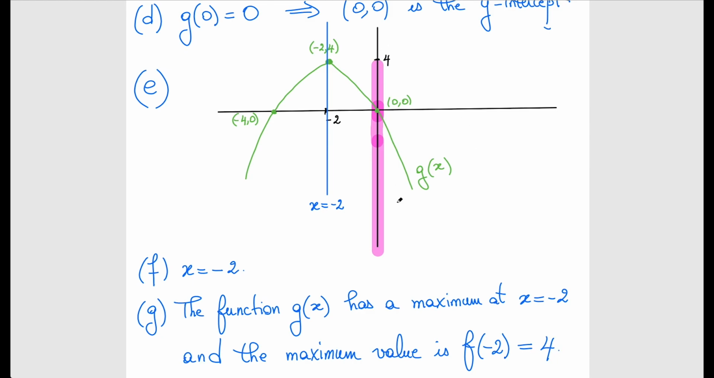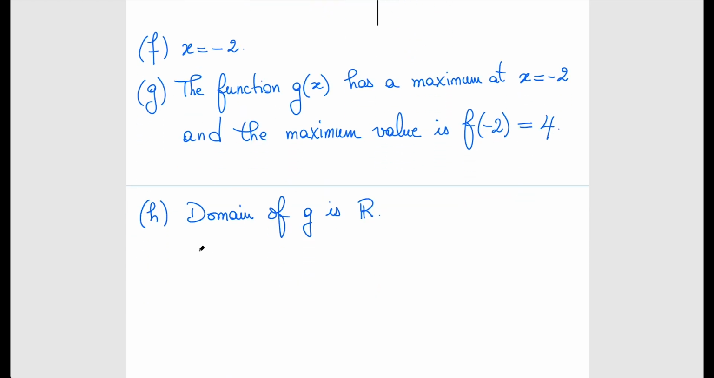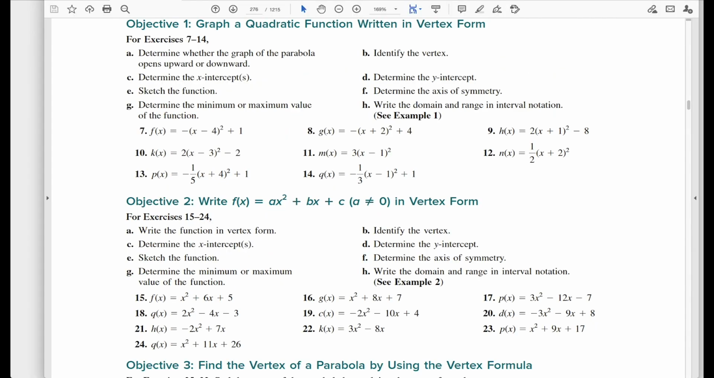So 4 is the largest, but anything below 4, up to 4, is also attained. Okay? But nothing beyond 4. So what's the range? It's minus infinity all the way to 4. So the range of G is all real numbers that are at most 4. Okay? Let's do another problem like this. How about problem 10 on the same page?